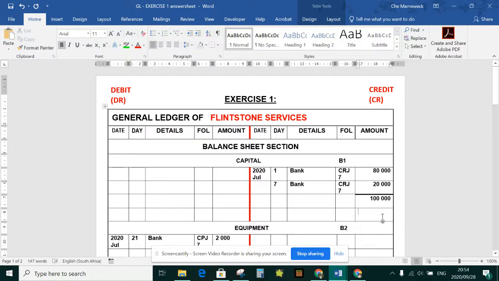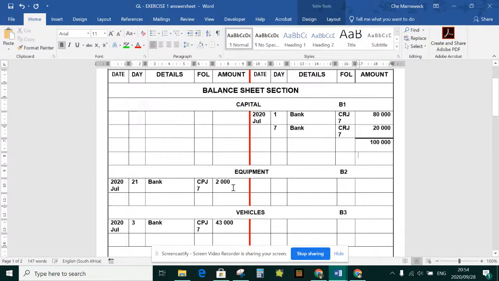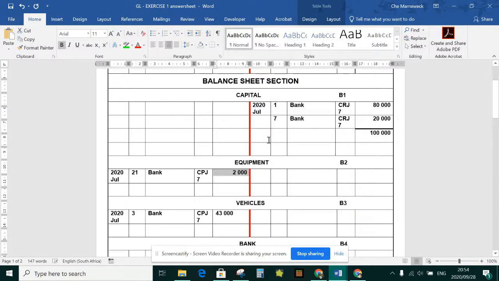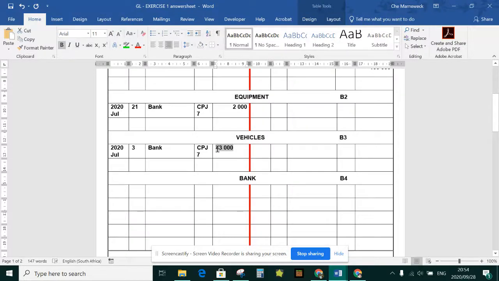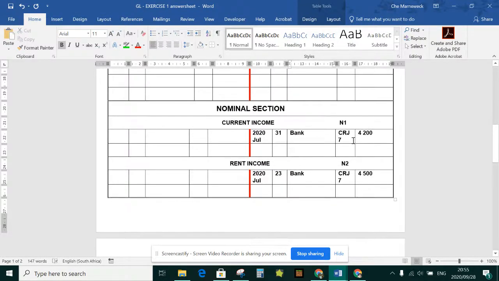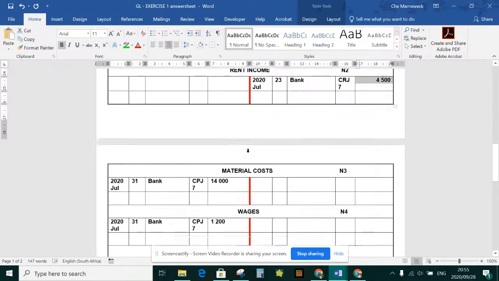The total of capital is 100,000 Rand. The total of equipment is 2,000 Rand. The total of vehicles is 43,000 Rand, coming back to bank. The total of current income is 42,000.